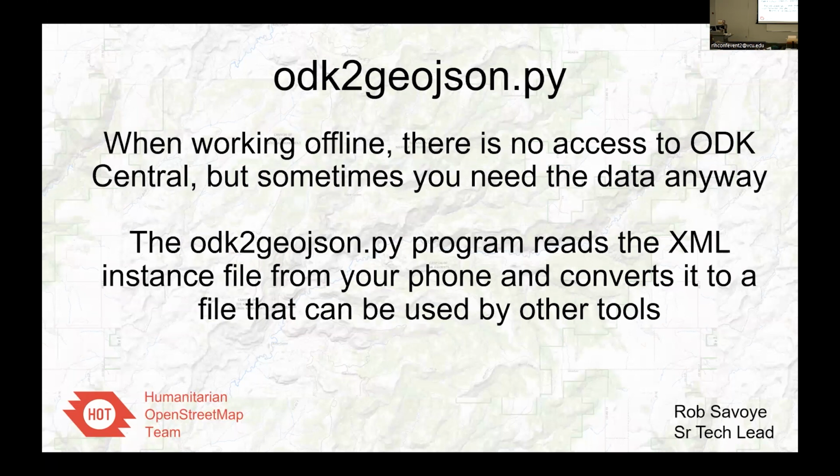This is the program that will actually take it right off your phone. It'll read the XML-based instance file and convert it directly to OSM XML format for JOSM. Once again, it works better pulling the instance file off because you have all the data, and you don't have to worry about what Central is changing or submitting. So this is super useful. And so offline, this is the program that you would use.